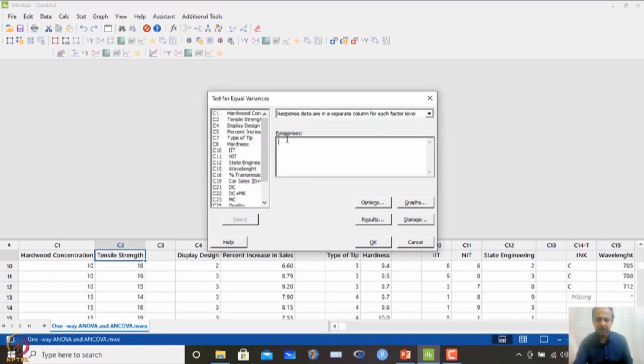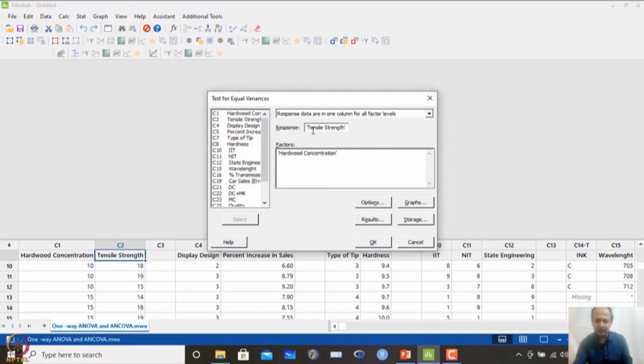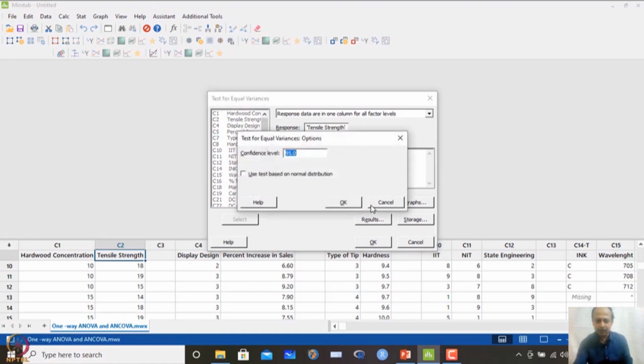Then we will just see that each factor is in the same column. So, in this case, what is the response variable over here? Are response data in separate columns? No, we have them in the same column. So, we will say tensile strength. We will just highlight C2 over here, and the factor that we have to give is hardwood concentration. Then you go to options over here and use test for normality. So, this check has to be done over here.